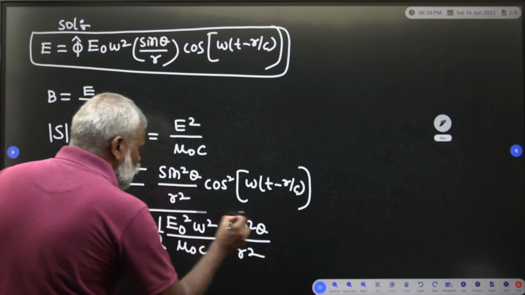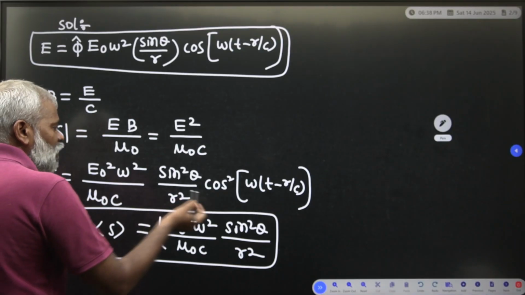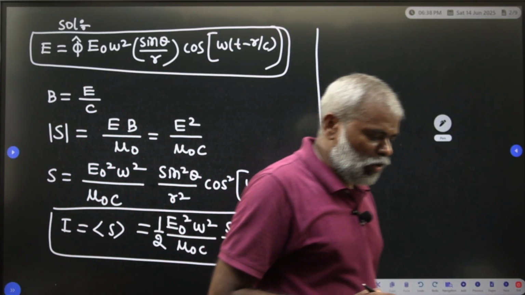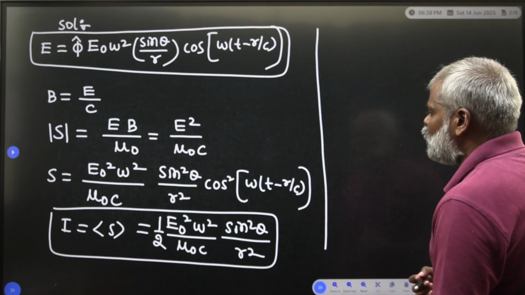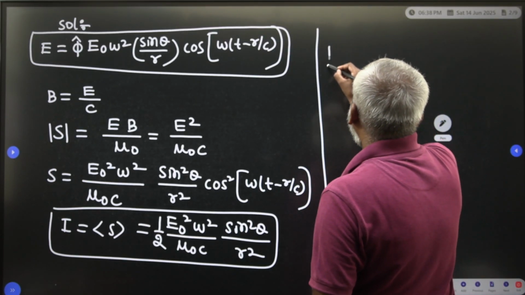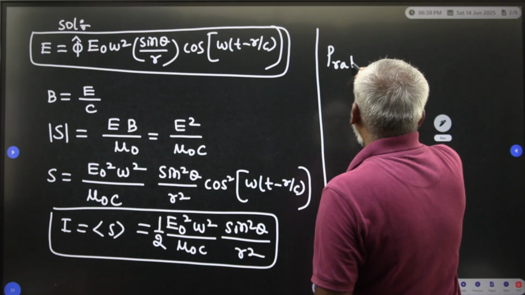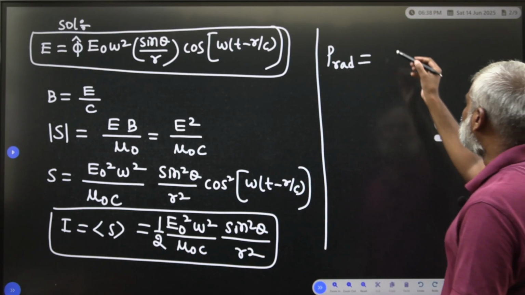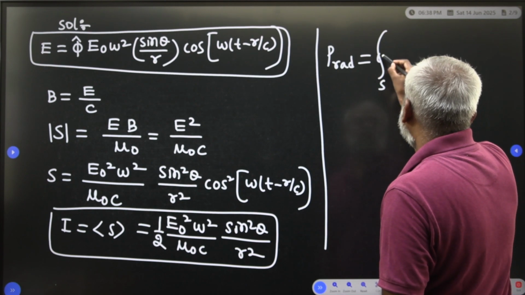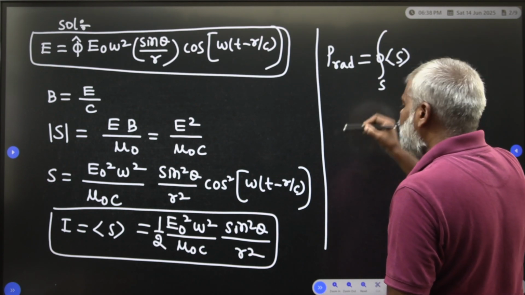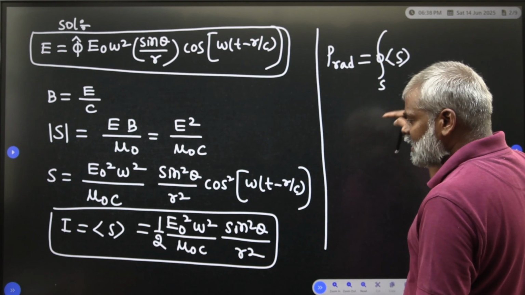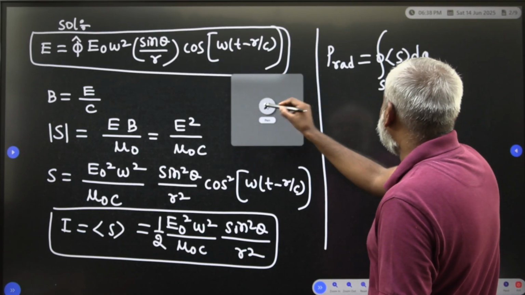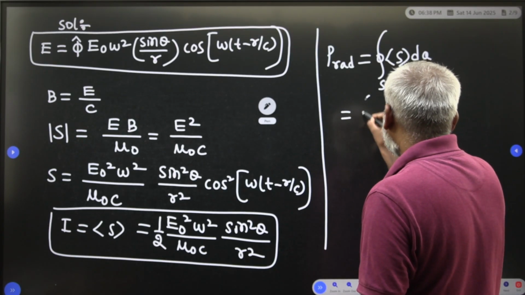Here you are able to calculate. The average of cos square theta is equal to 1 by 2. Now, we need to calculate the power radiated. How do we calculate the total power radiated? The total power radiated is equal to the average Poynting vector or intensity into dA. Therefore, you have to substitute here.